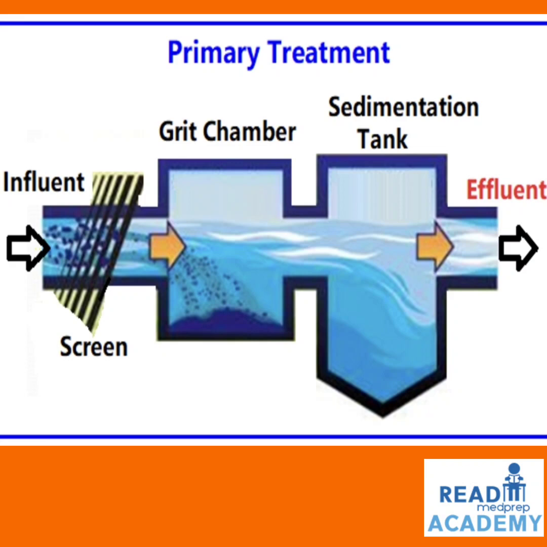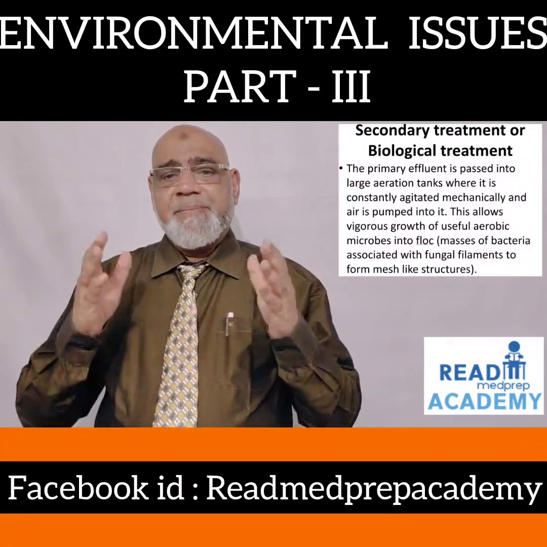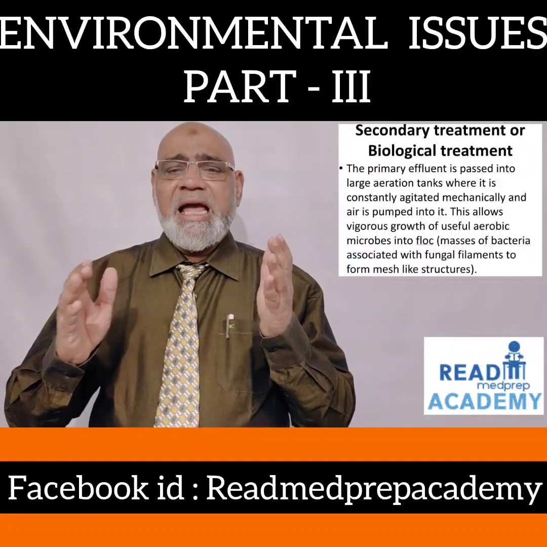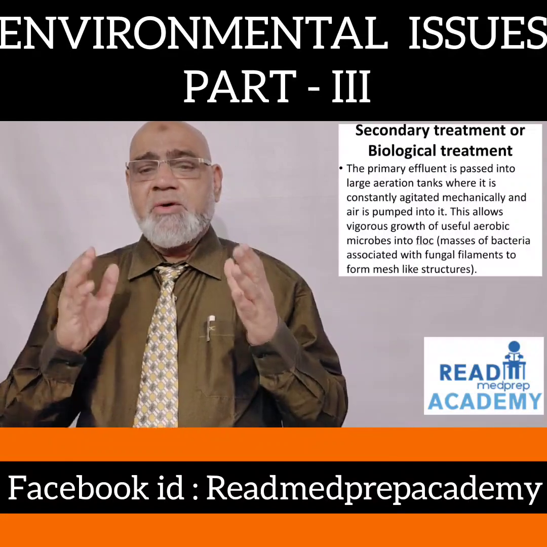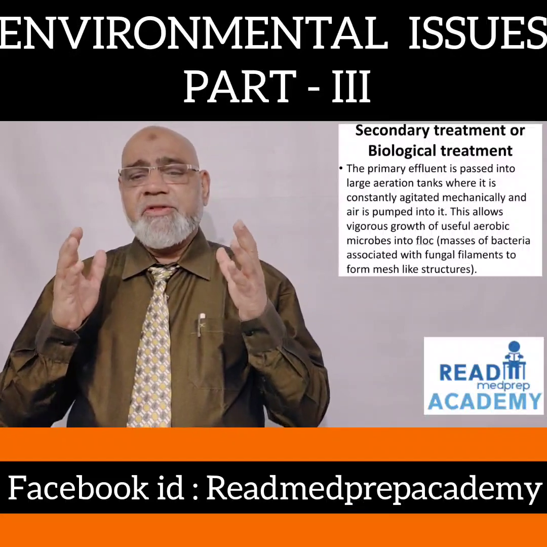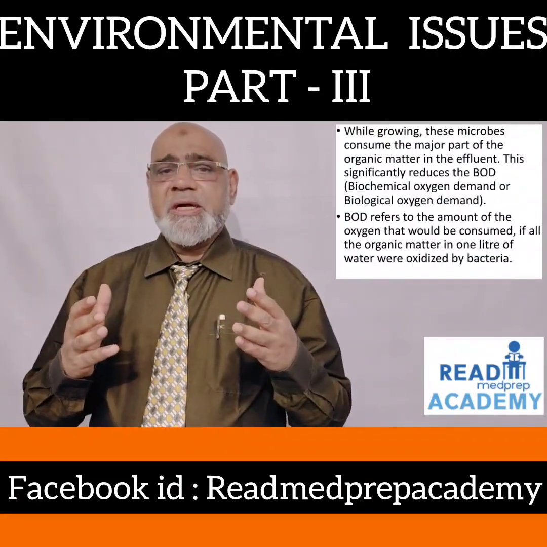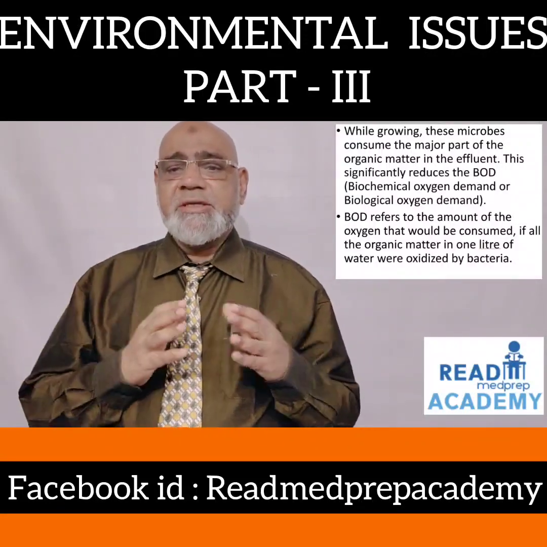The sludge is removed from the grit chamber and the sedimentation tank, and the effluent flows on to the secondary treatment plant. Secondary treatment is otherwise called the biological treatment. The primary effluent is passed into large aeration tanks where it is constantly agitated mechanically and air is pumped into it. This allows vigorous growth of useful aerobic microbes into flock masses of bacteria associated with fungal filaments to form mesh-like structures. While growing, these microbes consume the major part of the organic matter in the effluent. This significantly reduces the BOD.